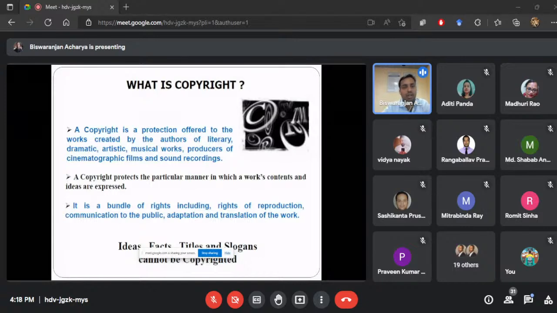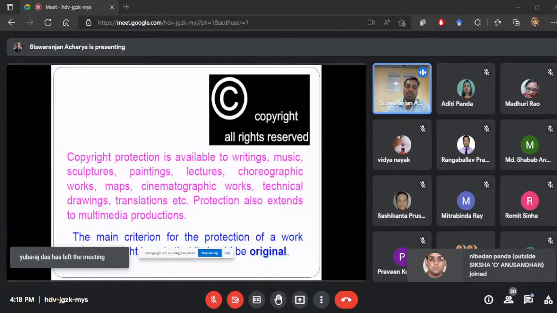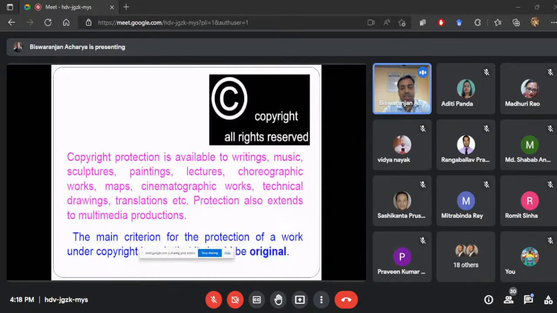Copyright is a protection offered to the work created by the authors of literary, dramatic, artistic, musical works, producers of cinematograph films and sound recordings. A copyright protects the particular manner in which work, contents and ideas are expressed. It is a bundle of rights including the right of reproduction, communication to the public, adaptation, translation of work. Copyright protects literary works, music, sculpture, painting, lectures, choreographic works, maps, technical drawings, translations. Protection also extends to multimedia production. The main criterion is that the work must be novel and original.